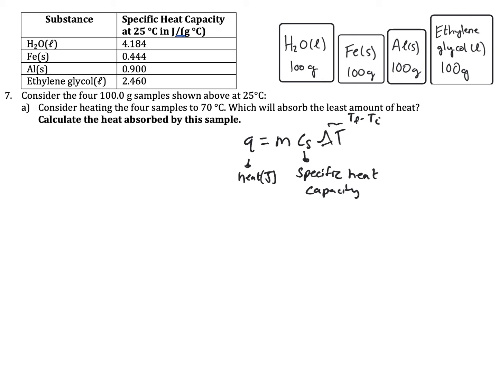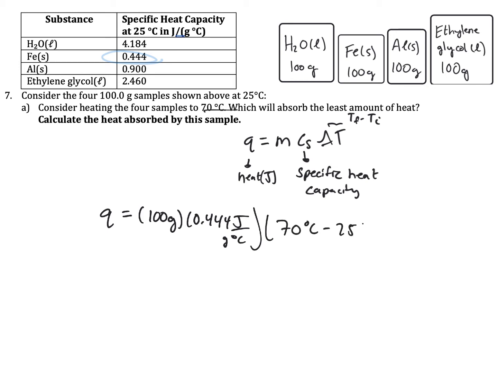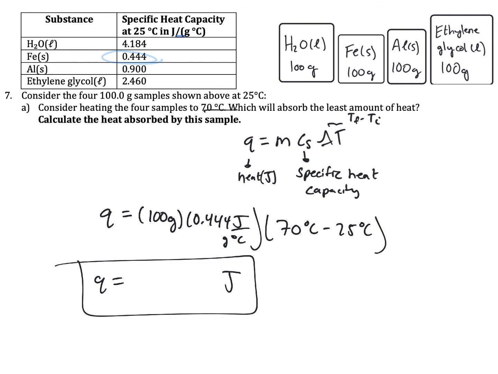And so the key parameter here, the specific heat capacity: to absorb the least amount of heat, you need the smallest heat capacity. In this case, iron has the lowest specific heat capacity. And so the amount of heat it would absorb, just plug into the equation. Q is equal to 100 grams times 0.444 joules per gram degree Celsius times, we're heating to 70, so 70 degrees Celsius minus 25 degrees Celsius. And when you multiply that out, you get the amount of heat, which is 2,000 joules, or 2.0 kilojoules.